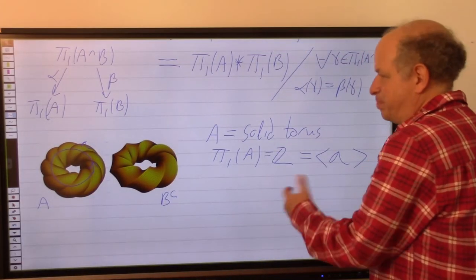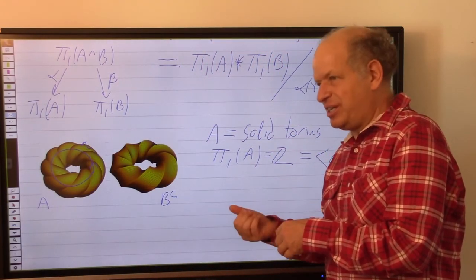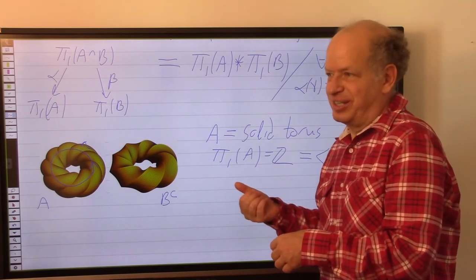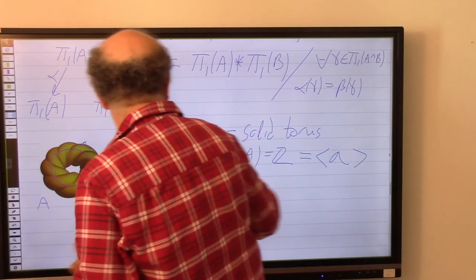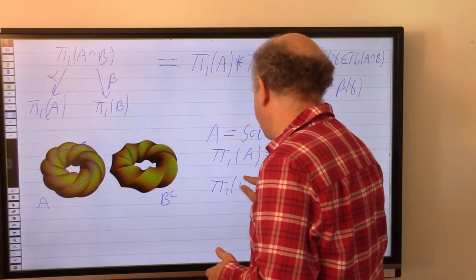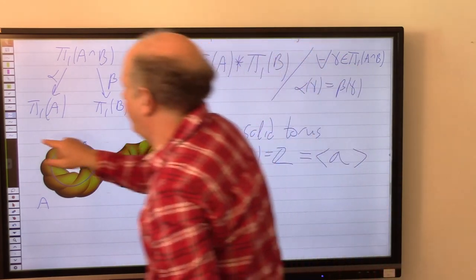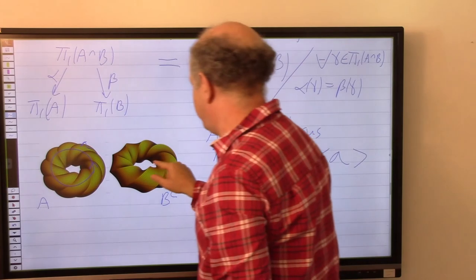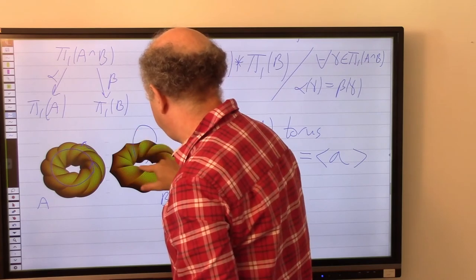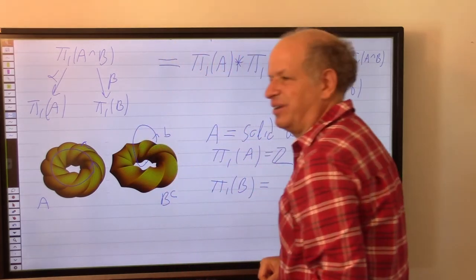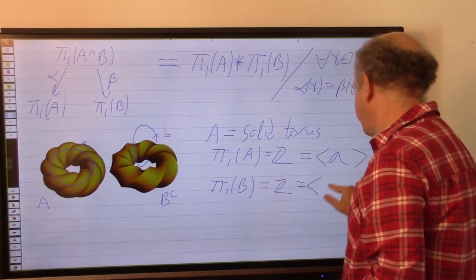Now, what is B? Actually the complement of a torus in S3 is also a torus. If you haven't seen that, it doesn't really matter, because I don't really want to know what B is. I only want to know what pi 1 of B is, and we already talked about it. B is the outside here, so pi 1 of B is generated by a loop that goes around the torus this way. So this is B. Pi 1 of B is also Z, but it's the Z generated by a single generator B.